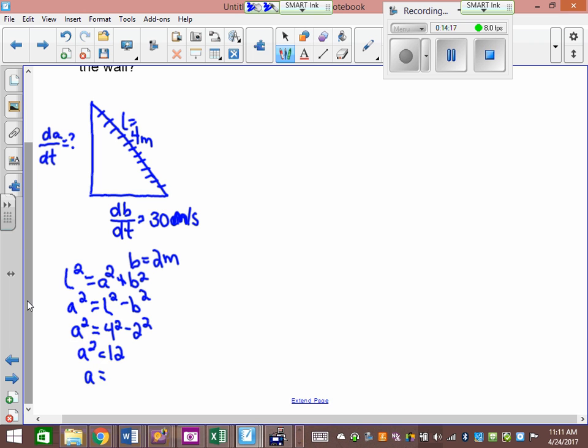Now you can take plus or minus when you take the square root of it, but it's a length, so it's going to be positive. Square root 12, which you're in turn going to change to 2 root 3. Two root 3 meters.